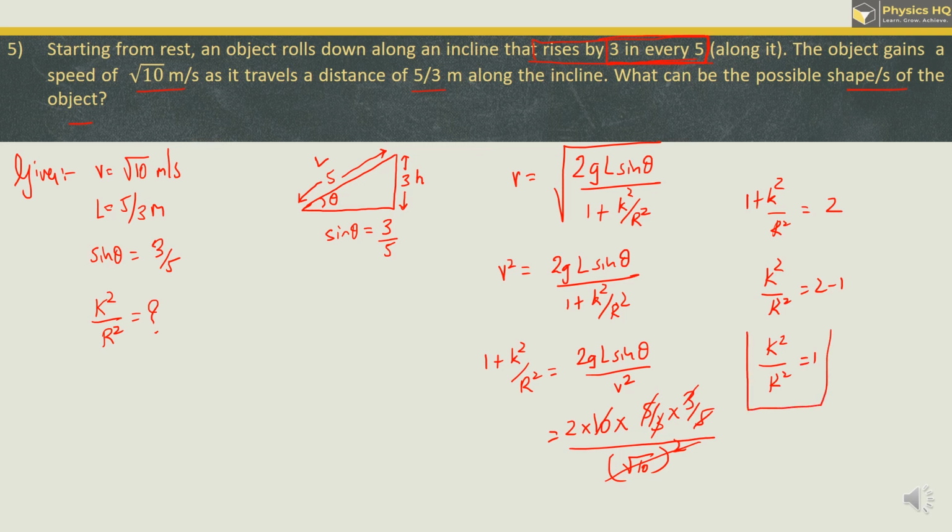Now for this ratio to be 1, there are two possible shapes. One is, it can be a ring or it can be a hollow cylinder. Now how to find this k square by r square ratio? By using the formula for moment of inertia. I have already covered this in the MCQ video. Please click on the I button and check that video to have more understanding on how to find the k square by r square ratio from the moment of inertia formula for different objects. I hope you all understood this.